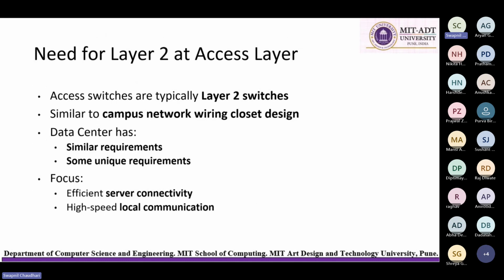Now, the need for layer 2 at the access layer. What is the need of layer 2? Traditionally, access switches have been layer 2 switches, meaning they operate using the MAC address, which provides fast switching within the same network. This design is also commonly used in campus network wiring. So the idea of using layer 2 at the access layer is not new. It is a well established practice.